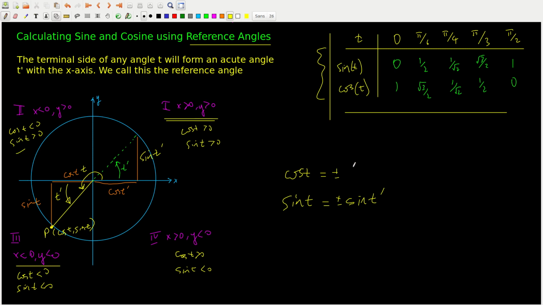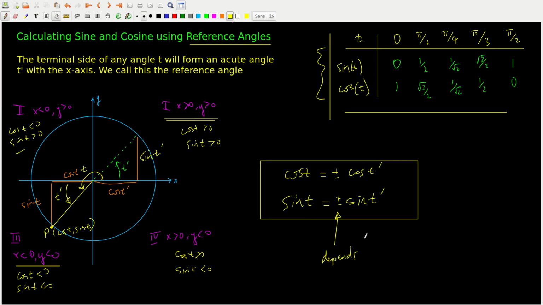So all we need to do is find the, sorry, that's a cosine. All we need to do is find the cosine and sine of t prime, which are in the first quadrant, and then decide which quadrant we're in with the angle t, and that tells us whether we take the positive or negative. So this sign here depends on the quadrant.